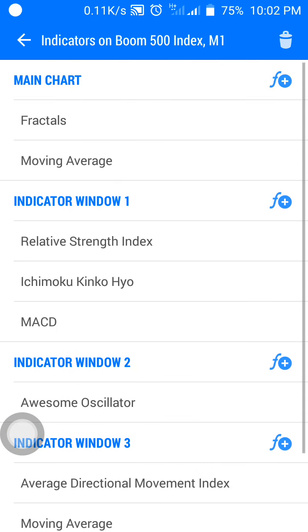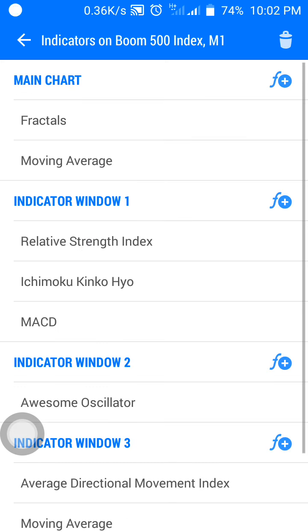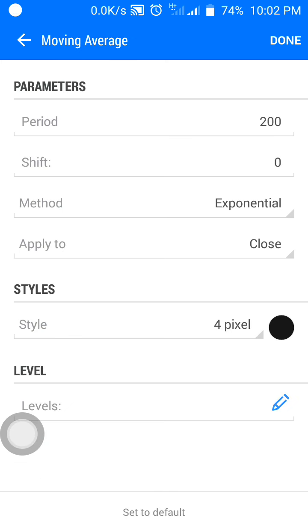This is the settings. First, the main chart will have fractals, which is not useful, just to decorate the chart. If you wish, you can add it. If you don't mind, you can leave it. Now the next one is moving average. The period is 200, shift is 0, method is exponential, apply to close. Then your pixel, you choose the one you like, but I choose black.